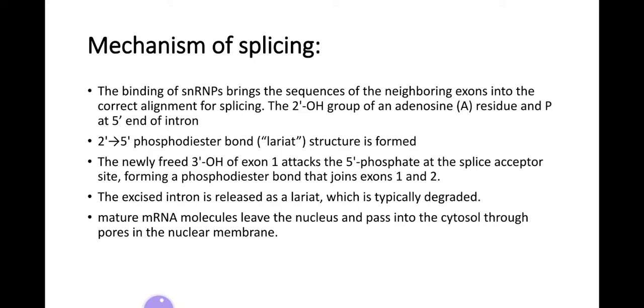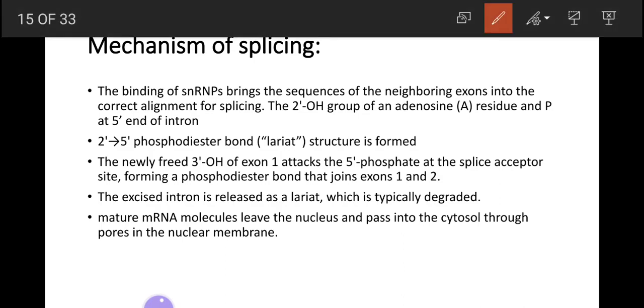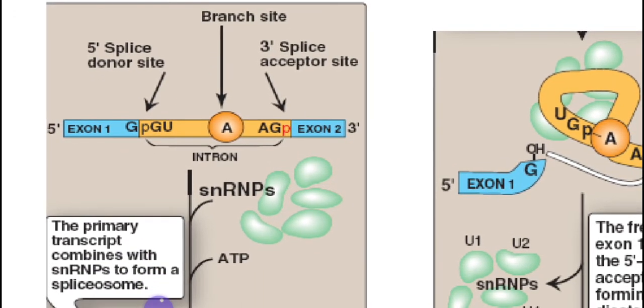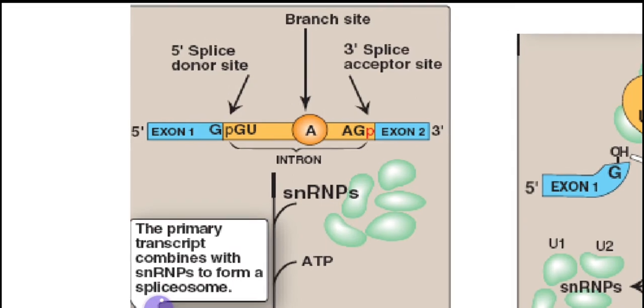How do they help in the removal of introns? First of all, these snRNPs bind with the sequence where the introns are to be removed. The 2' OH group of the adenine, here see that the yellow color portion is the intron. A will be involved in the formation of a lariat structure, and the blue color exon 1 and the next is exon 2. These blue color exons will be joined at the end, and this yellow color portion, the intronic region, will be removed.